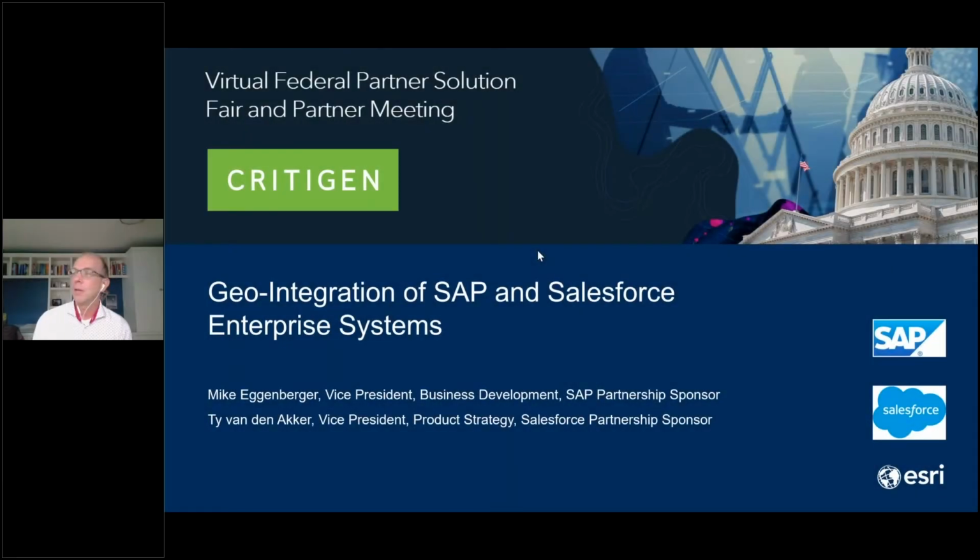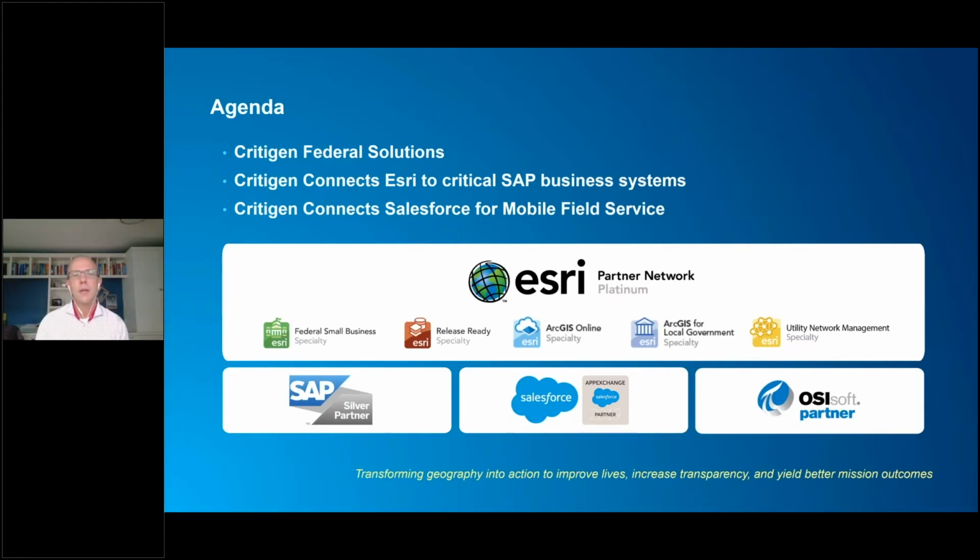Go ahead, Mike. Well, welcome everybody, and thank you for the time. My name is Mike Eggenberger, Vice President responsible for business development and our SAP partnership sponsor. Joining me today is going to be Ty Vandenecker. He's our Vice President Product Strategy, and he's responsible for our Salesforce partnership as well. So just a quick agenda in our few minutes here. We'll talk a little bit about Critigen Federal Solutions and how we connect Esri to critical SAP business systems and how we connect also Esri to Salesforce, in particular around mobile and mobility.